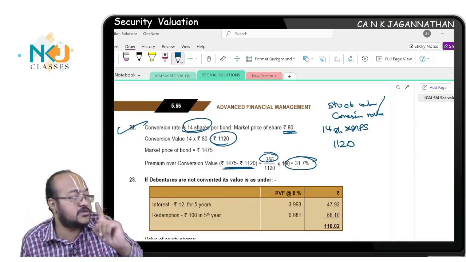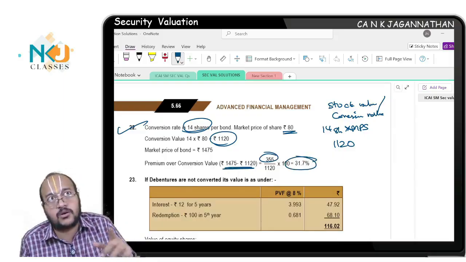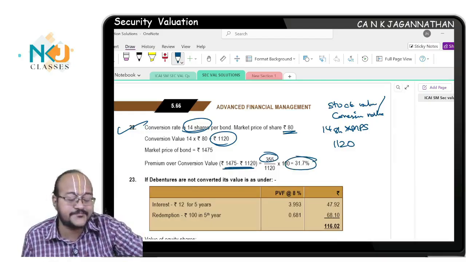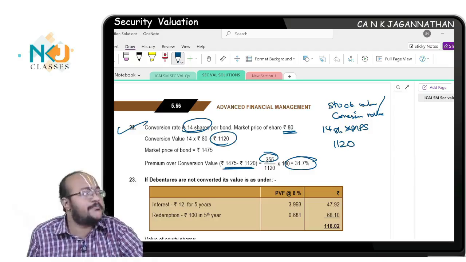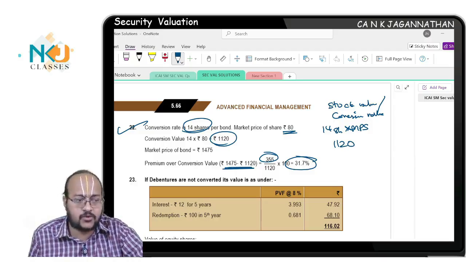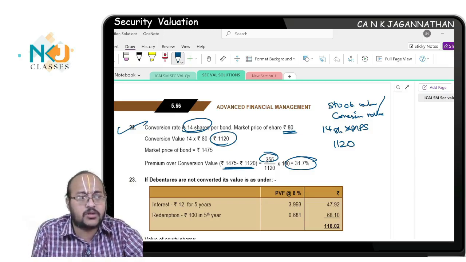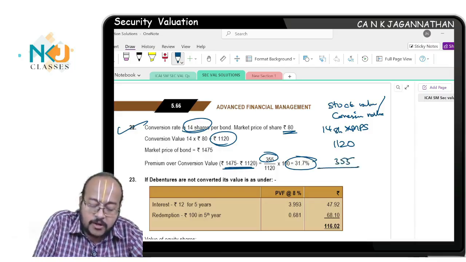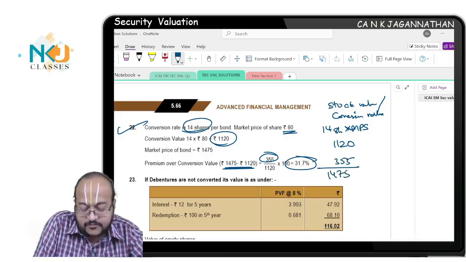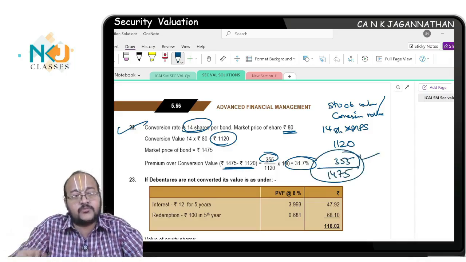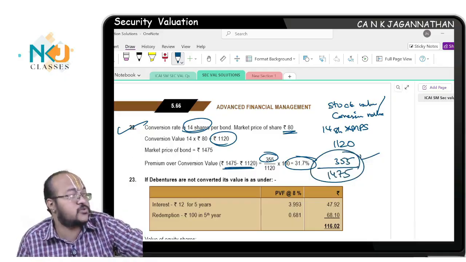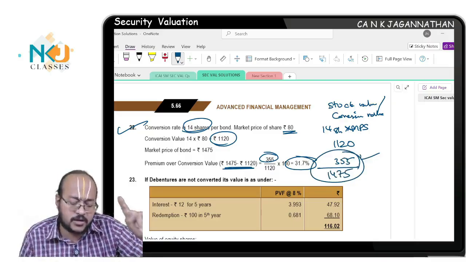Here, one more adjustment is there. I have seen in the MCQs on the ICAI BOS portal, there is a BOS app where MCQs are given. There, they have committed a mistake regarding how to find the conversion premium. In the same question, the numerator 355 is okay, but the denominator they have taken as 1475. Are you all understanding? For the premium over conversion value, the denominator they have taken as the market price of the debenture, which is not correct. But in one of the MCQs they have done that.